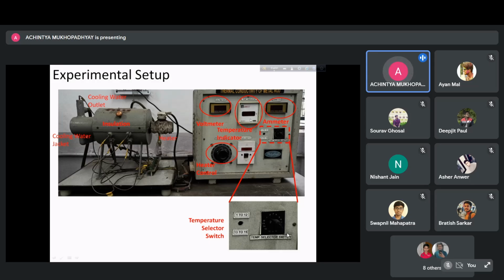And this is the temperature indicator. But now you can see that there are 15 points at which the temperature has to be measured and whose values have to be noted. So we need a temperature selector switch. So this is the temperature selector switch.